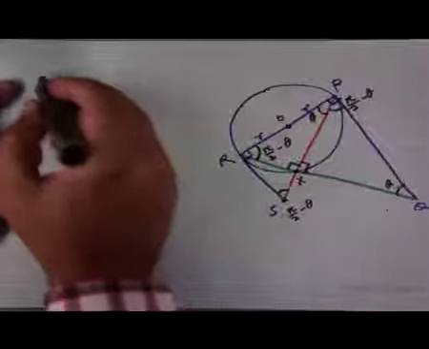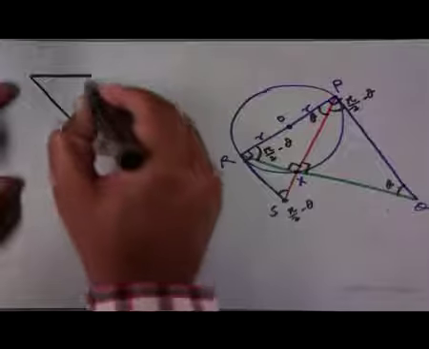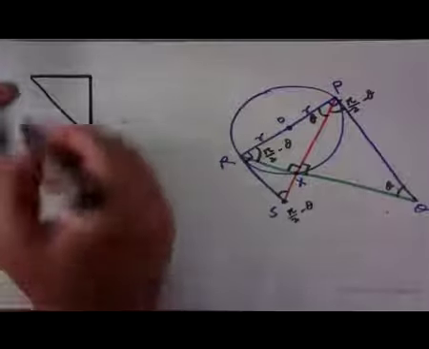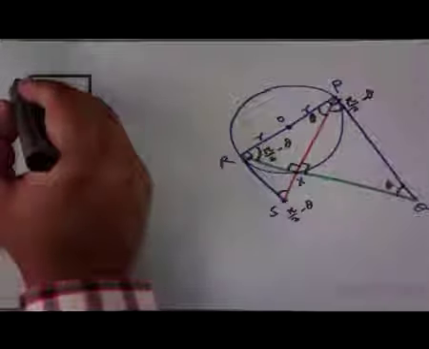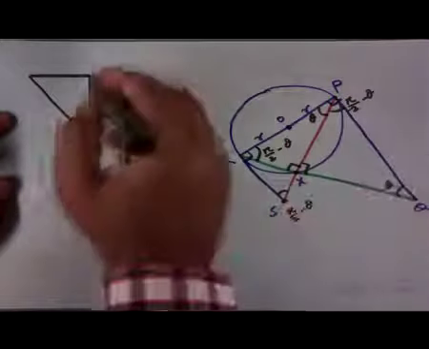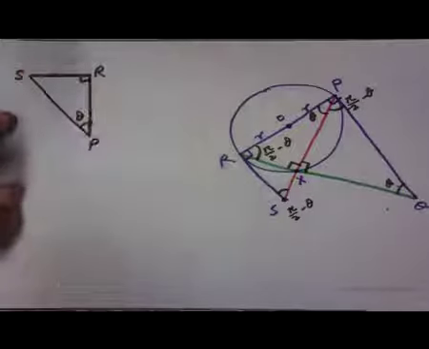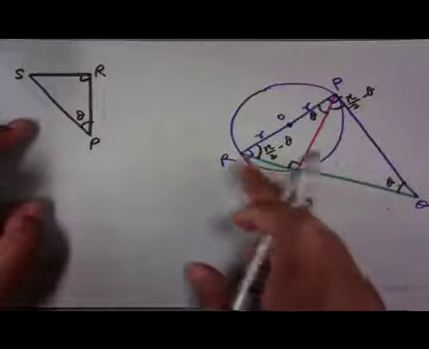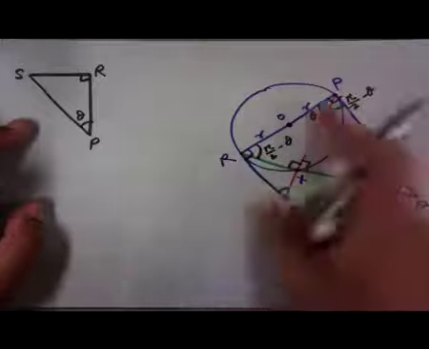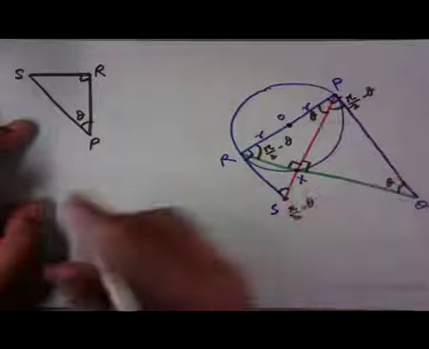I am just drawing these two triangles separately. I am first drawing this triangle RPS. It is right angled at R, the angle at P is theta, and then I am also drawing RPQ, which is right angled at P.